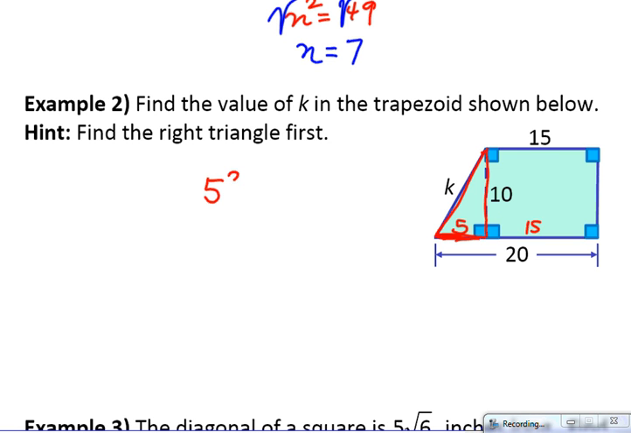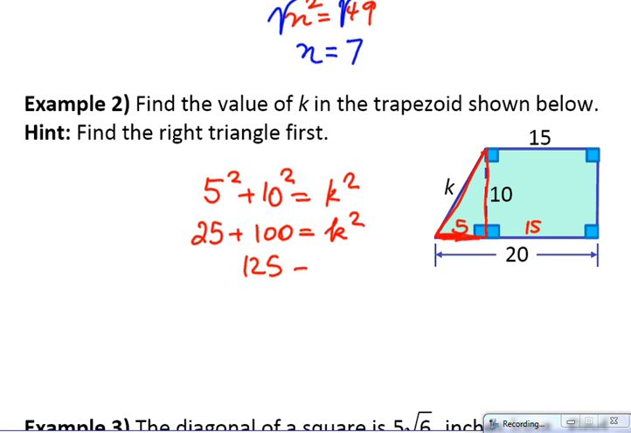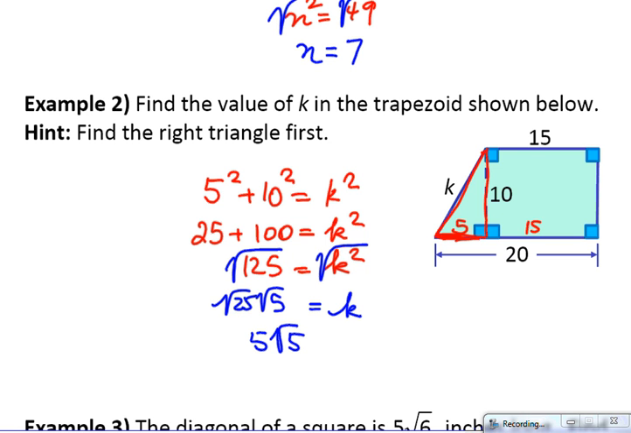So I have 5 squared plus 10 squared is equal to k squared. And again, note that the k is opposite the right angle, so it is the hypotenuse. PEMDAS, so that's 25 plus 100 is equal to k squared. 125 is equal to k squared. So when I take the square roots of both sides, I'm going to end up with k is the square root of 125, which is 25 times 5, so that's 5 radical 5 is equal to k.